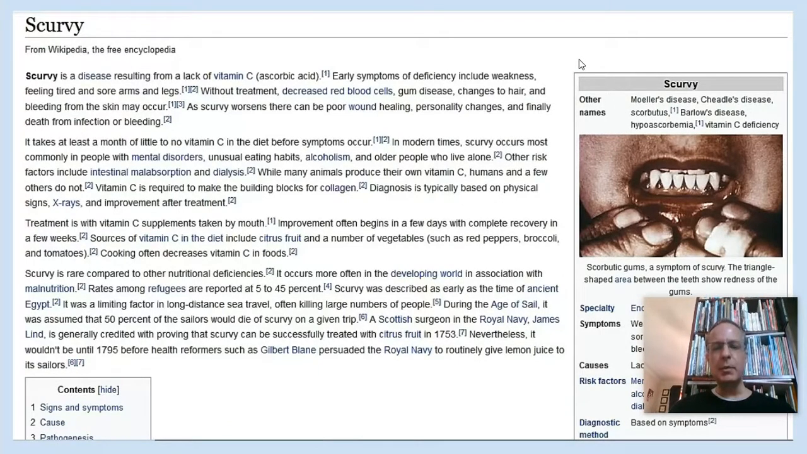And you see symptoms here that are separate from just collagen. Vitamin C is important for collagen, but also other things like neurotransmitters. So you see, besides the body disintegrating, you see personality changes and other problems. So vitamin C is important for collagen, but it's also important for other things.